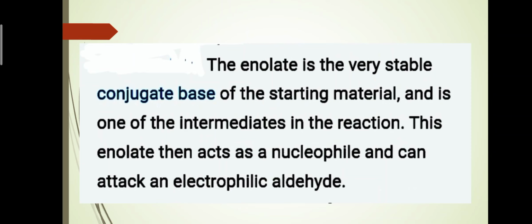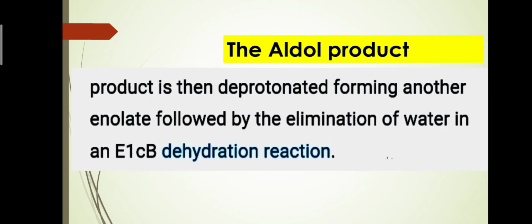The enolate is the very stable conjugate base of the starting material and is one of the intermediates in the reaction. This enolate then acts as a nucleophile and can attack an electrophilic aldehyde. The aldol product is then deprotonated, forming another enolate, followed by the elimination of water in an E1cB dehydration reaction.